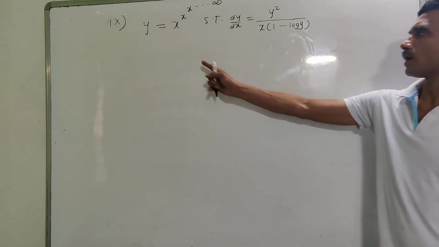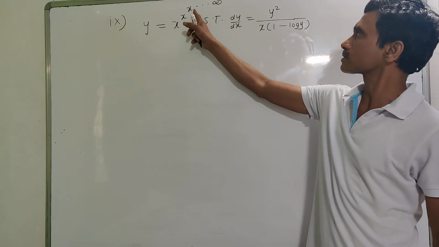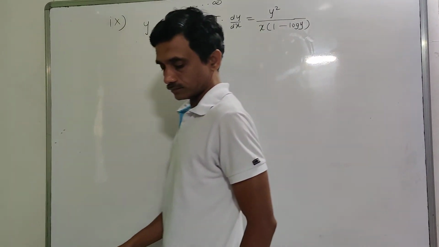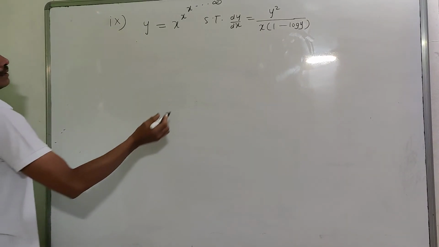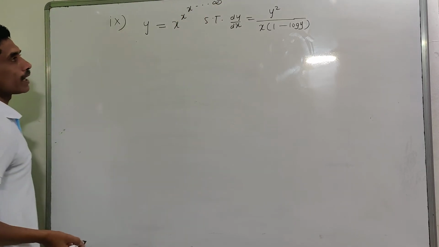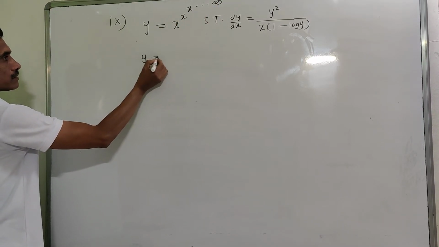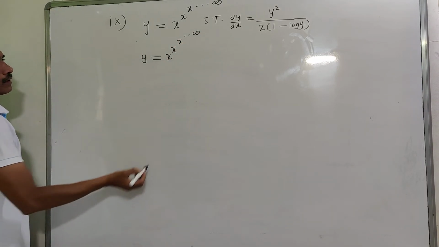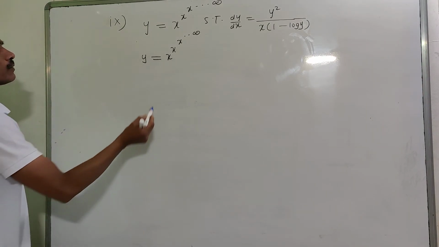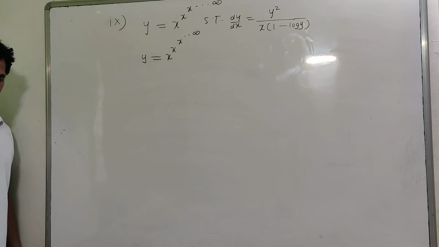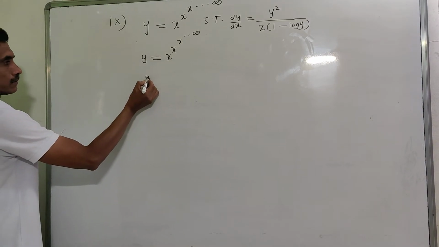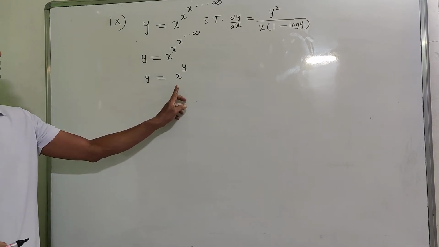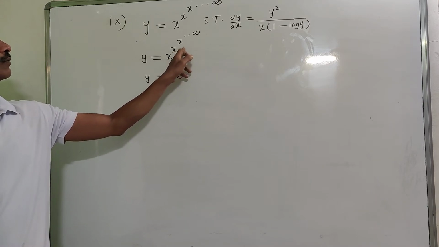Question number 9, y is equal to x raised to power x raised to power, infinite times. How can we simplify it? The rest of this is again nothing but y, so we can write y is equal to x raised to power y. Simply, we can write y raised to power y is equal to x raised to power y. This is y.